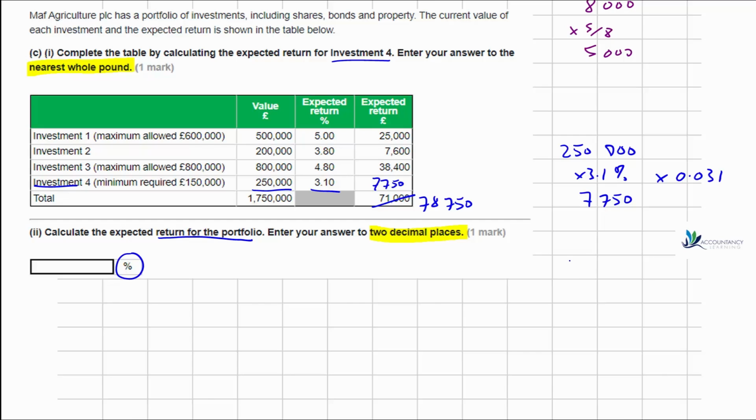So our total income then is the 78,750, and we need to divide that by the total that we've invested. And we've invested a total of 1,750,000. And that gives us an answer of 0.045. And then when we present that as a percentage, remember we need to move the decimal point a couple places. So that gives us an answer of 4.5%, or 4.50 if we're going to express it to 2 decimal places.